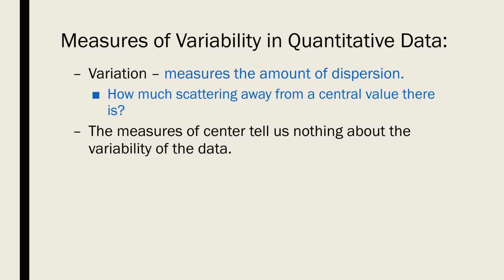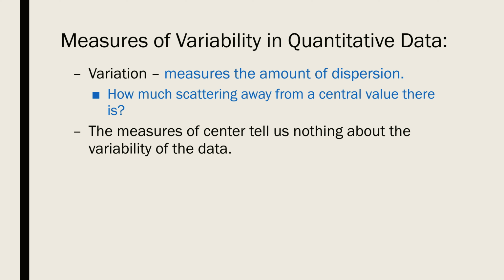In this video, we are going to talk about the measures of variability in quantitative data. Variation measures the amount of dispersion. The measures of a center tell us nothing about the variability of the data.